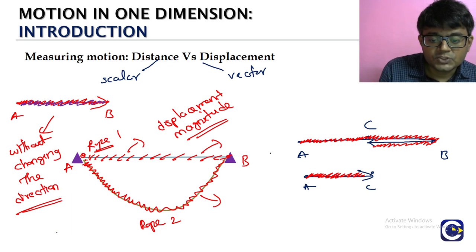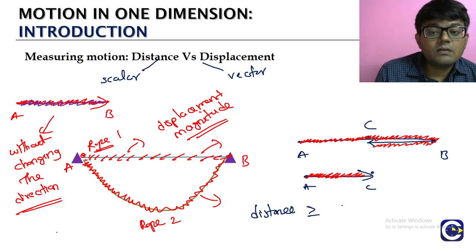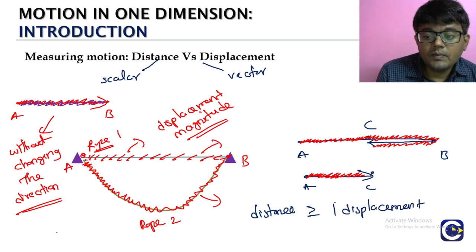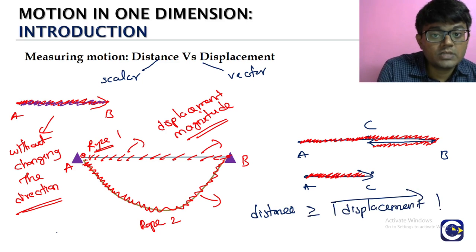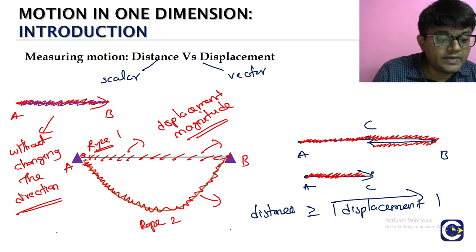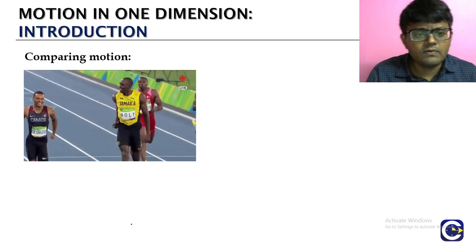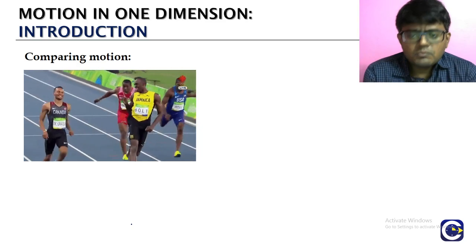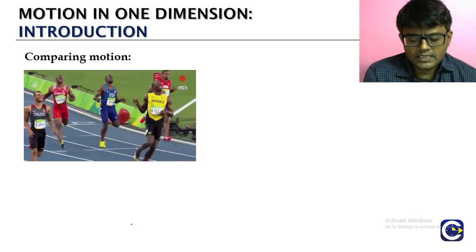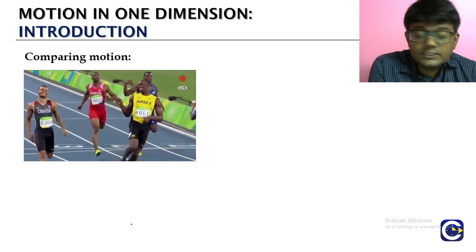What is the result? We'll say distance covered during any journey will always be more than or equal to the displacement magnitude. So this is another important relation when we are comparing the distance and the displacement. Now when there is a motion, we can study the motion, or rather we can observe the motion, by using the concept of distance and displacement.